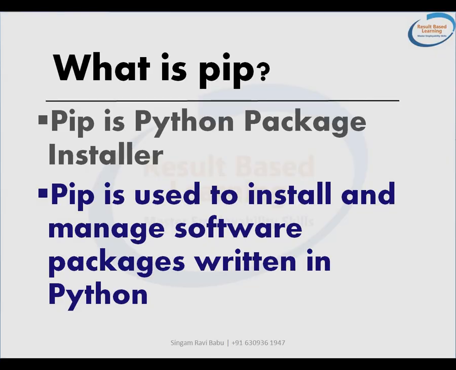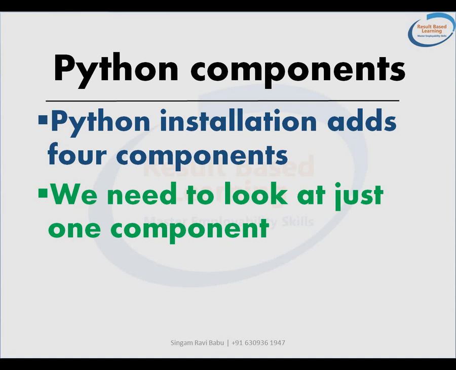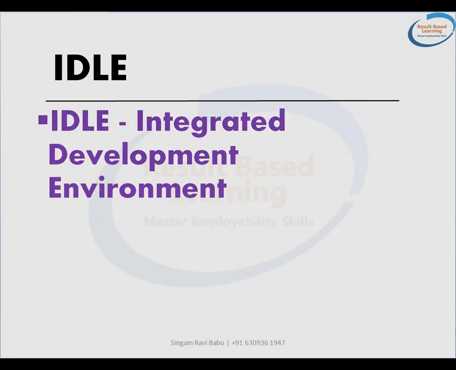Now you may ask, what is pip? Pip is the Python package installer. Pip is used to install and manage software packages written in Python. So that is the reason I was emphasizing to keep pip in mind while doing the installation. As we have seen, Python installation adds 4 components and we need to look at just one component, and that one component is IDLE. IDLE is short for Integrated Development Environment in Python.